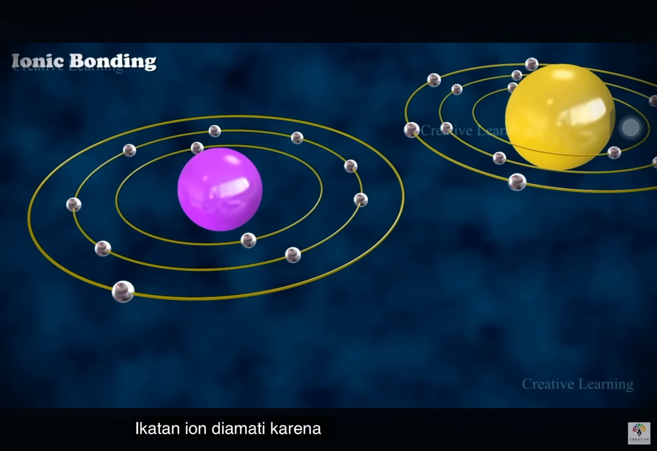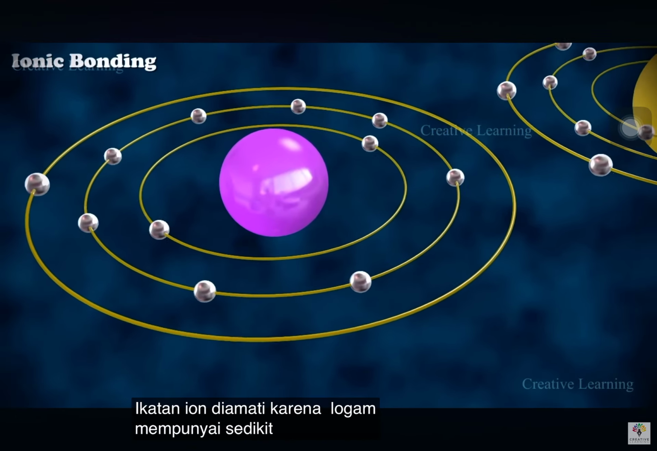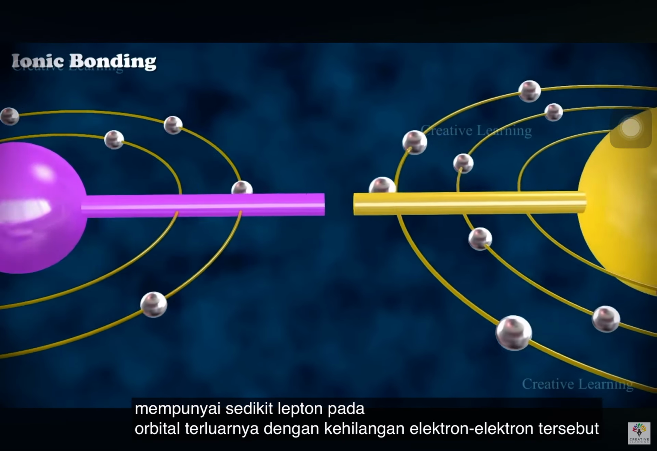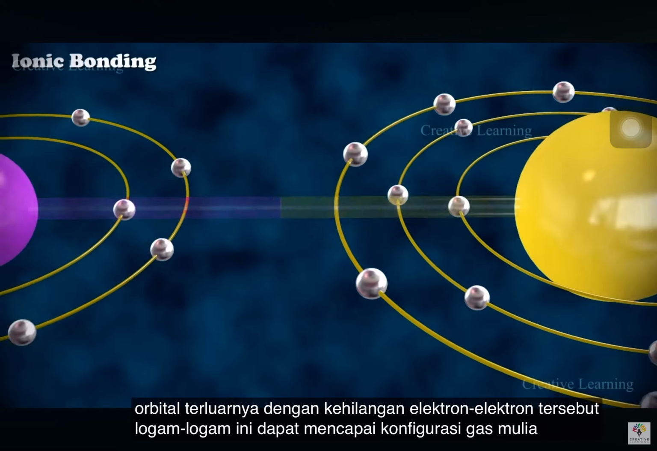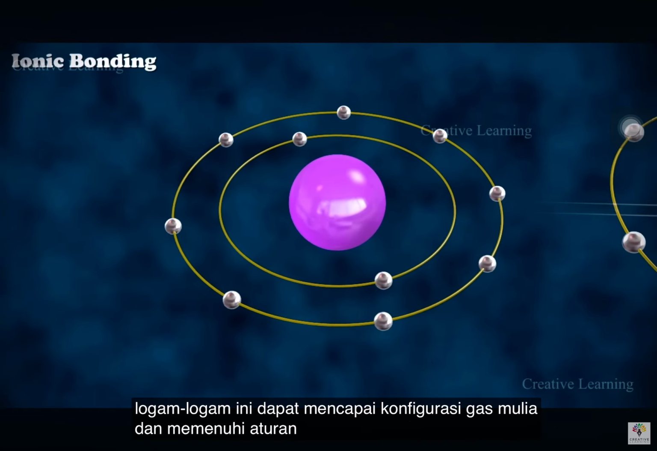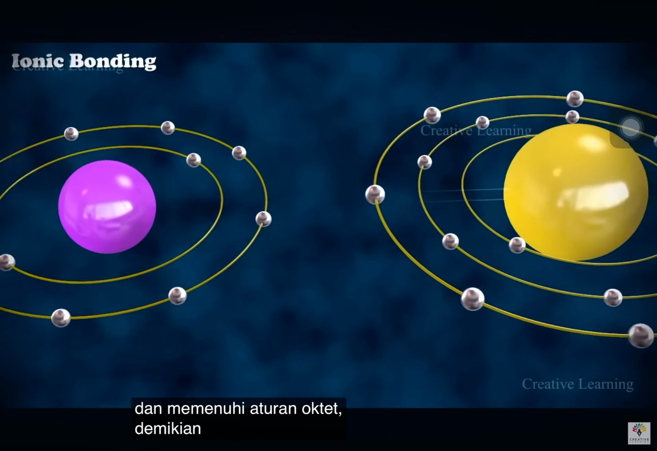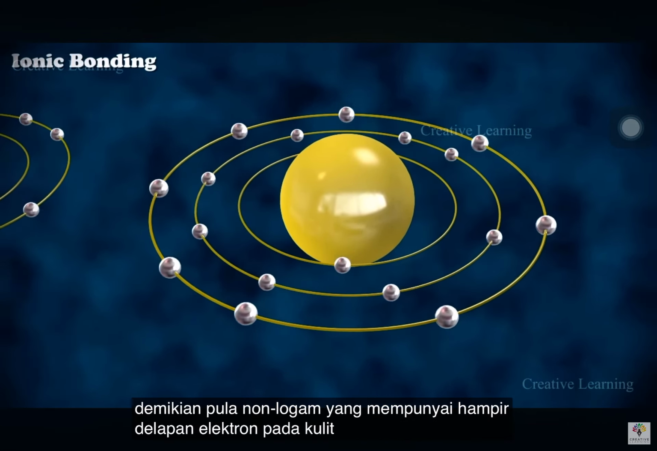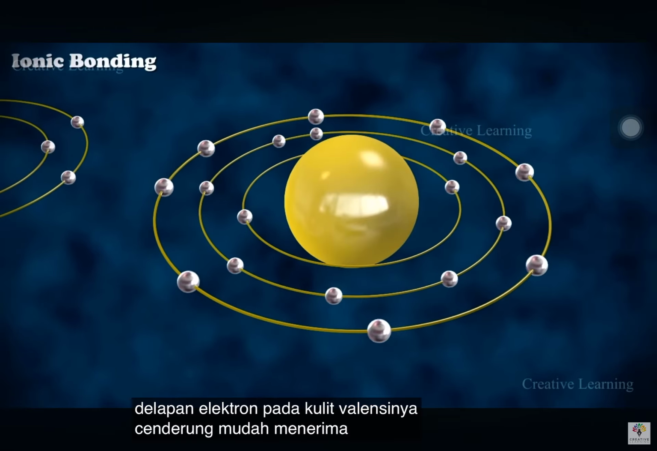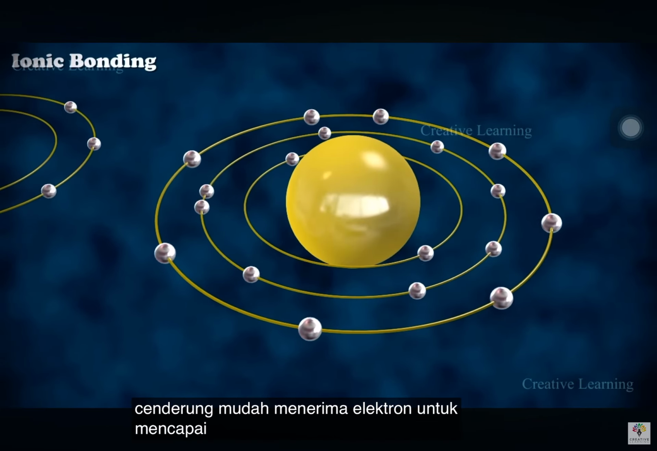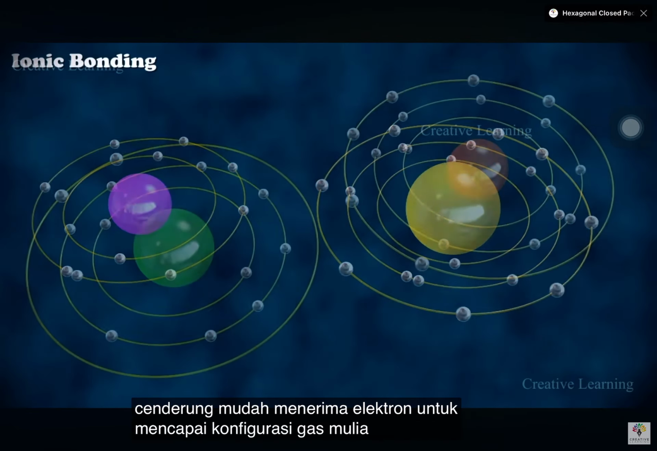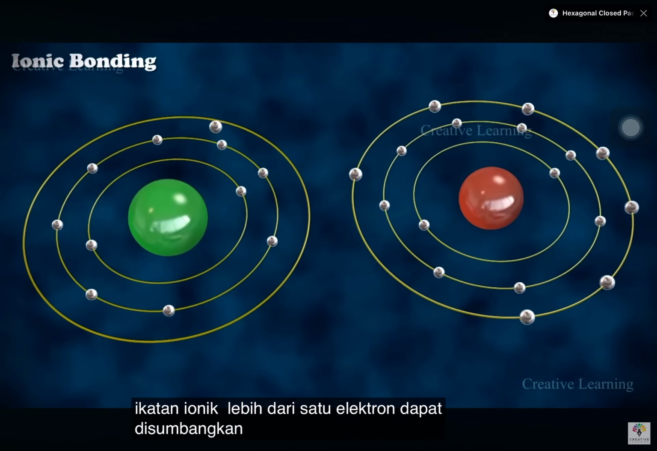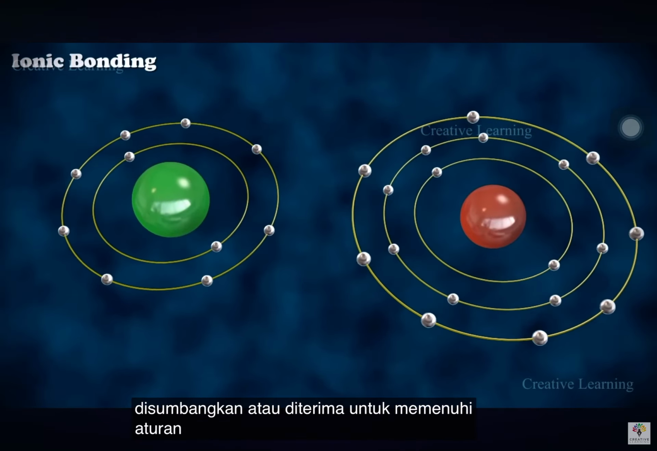Ionic bonding is observed because metals have few electrons in their outermost orbital. By losing those electrons, these metals can achieve noble gas configuration and satisfy the octet rule. Similarly, non-metals that have close to 8 electrons in their valence shell tend to readily accept electrons to achieve their noble gas configuration. In ionic bonding, more than one electron can be donated or received to satisfy the octet rule.